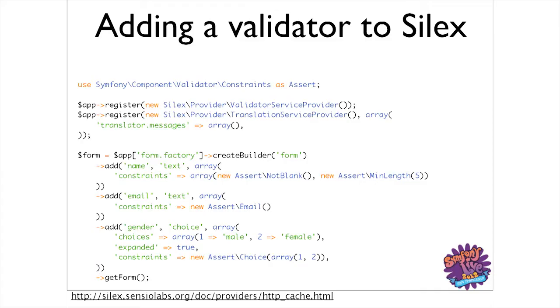So how about adding a validator to this form that we've just created? In this case, we'll create the form factory, the same thing with the builder. We create a name, which is by default a text element, but this time we're going to add constraints. So in this case, we want to assert that it's not blank and it has a minimum length. The same for the email. We want to assert that it's an email address and that the email address is valid. And then we want to assert for the gender that the choices match what we've already passed in. So in this case, validate whether it's male or female.